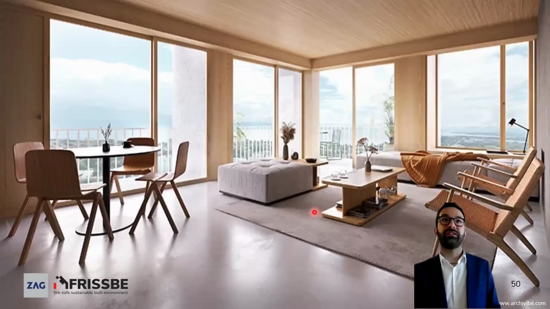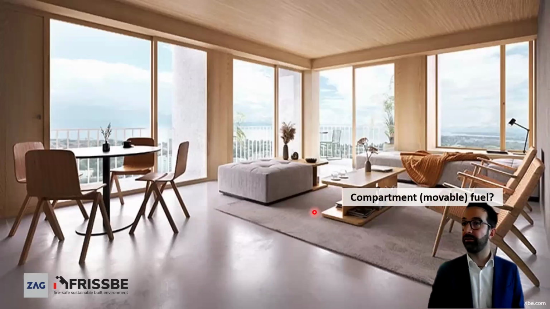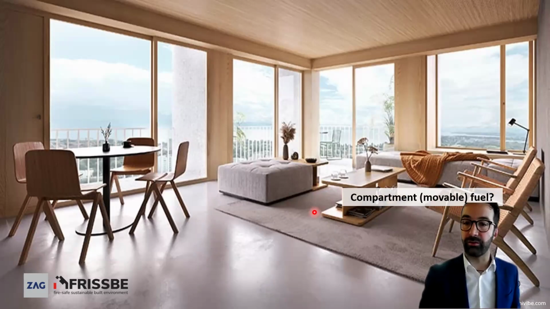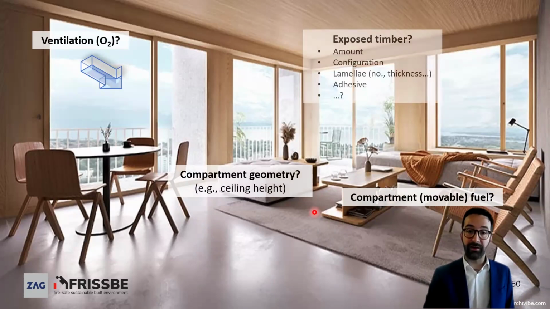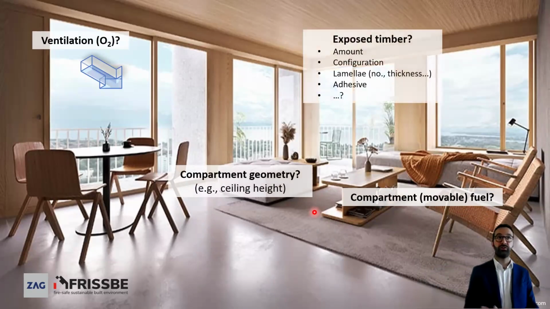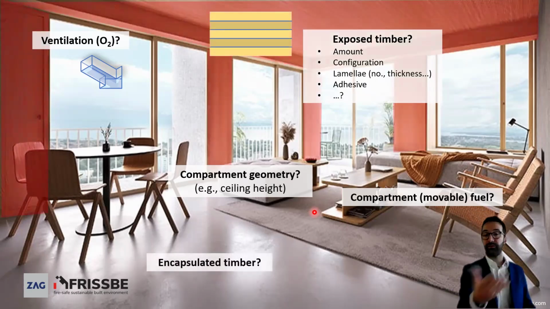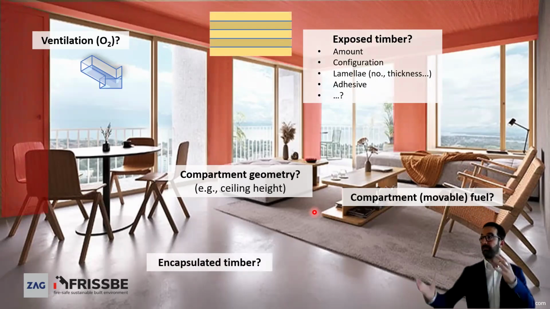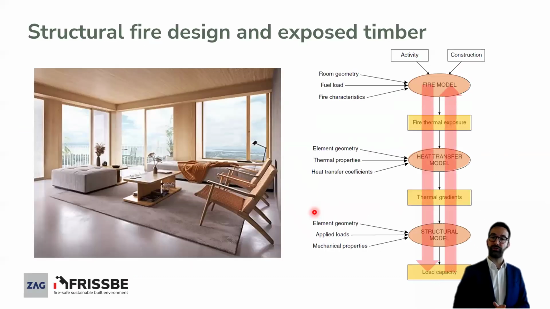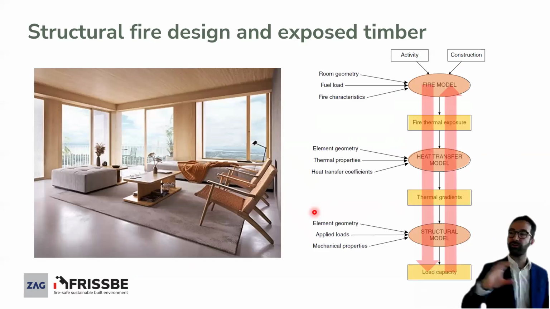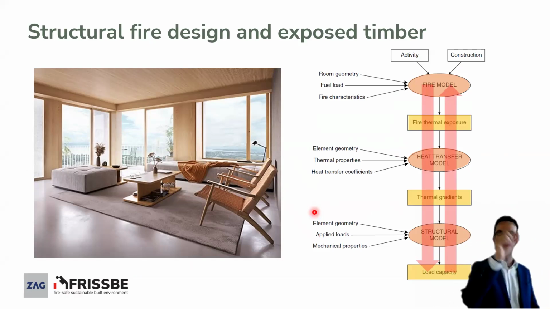Now, instead, if you're trying to design this, then we start having a bunch of things that have an effect on the fire development within the compartment itself. Related to the movable fuel load, what is the ventilation? The compartment geometry would have an effect. We would also have an effect from exposed timber: how much wood, in which configuration, lamellae, adhesive. And if you have encapsulated timber, you would bet that timber somehow gets involved in the fire. But in general, skipping ahead, what I wanted to mention is that when you start having a lot of wood exposed, you may end up in a coupled problem of fire and structure itself.